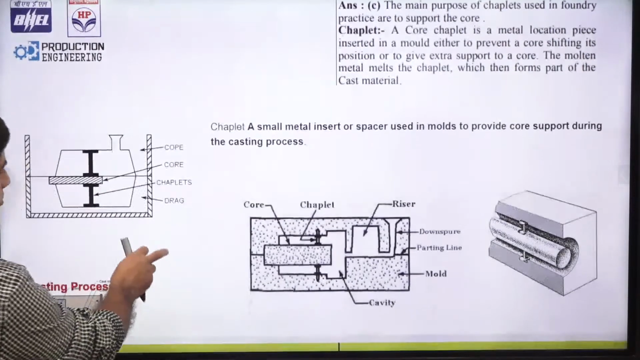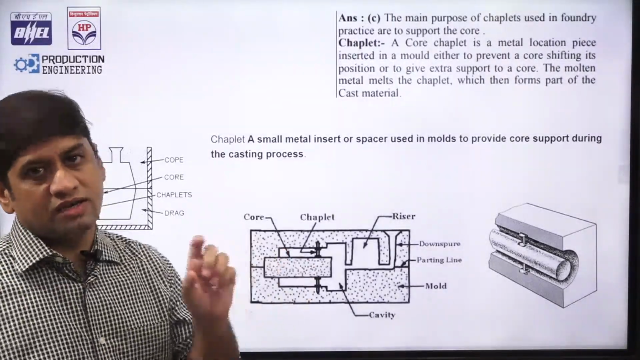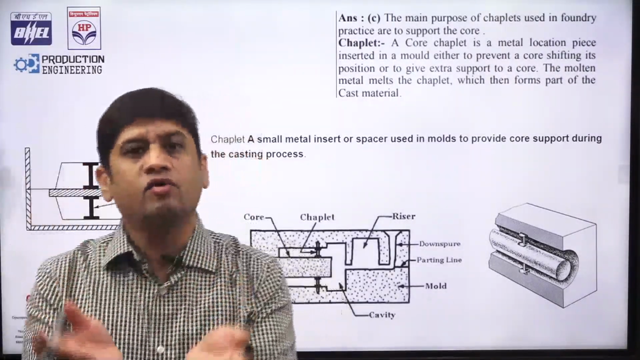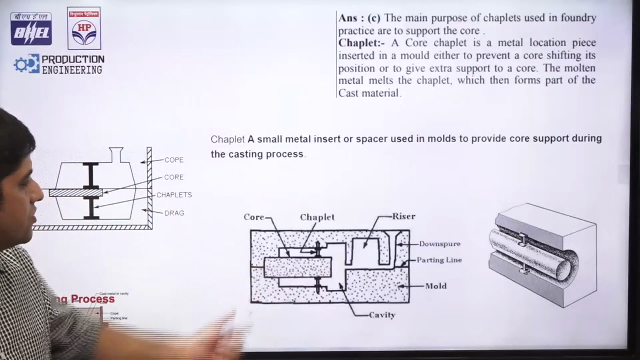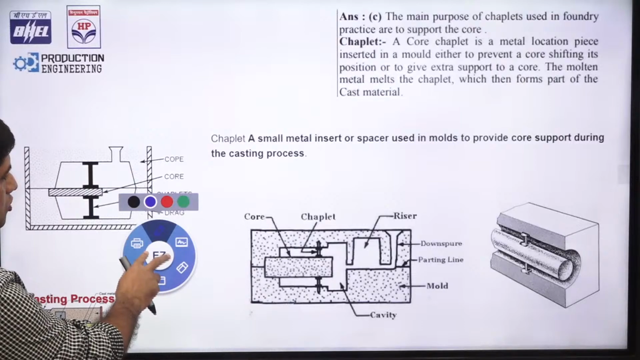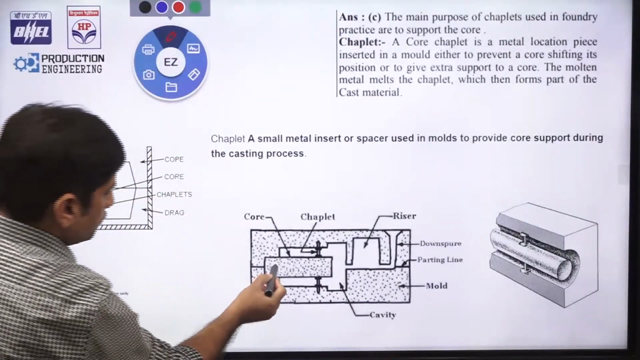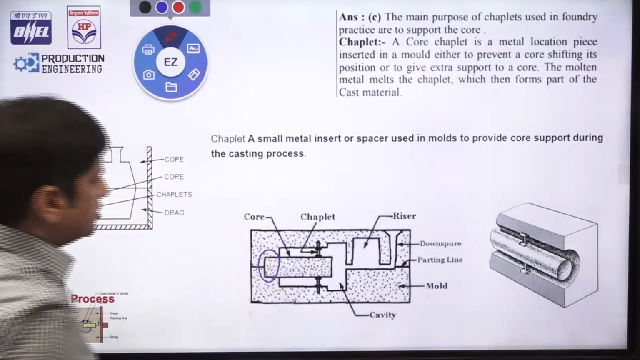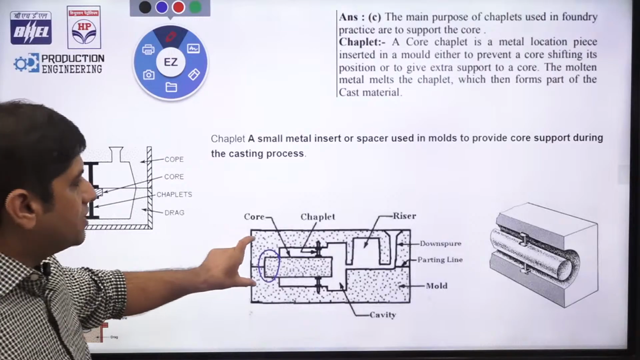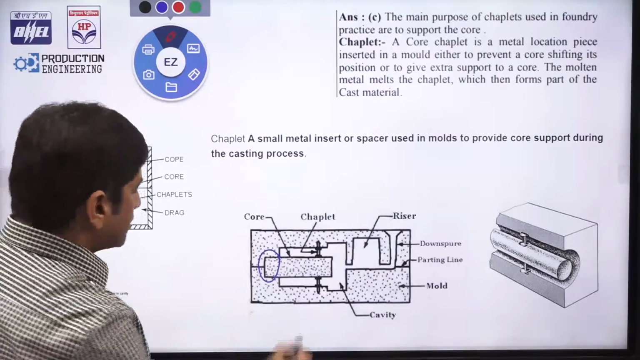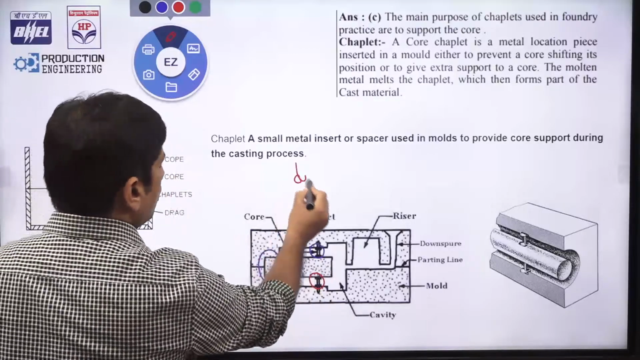You see this diagram carefully. In this diagram you will find that there is a core. Why is the core created? Core is created to provide some kind of hollow section. So you know the logic of core. Core is given some kind of support which is called core print. You should know a couple of things here. This is the core which you have, and this particular part is called core print. The support which is given to the core in the cope and drag is called core print, and the metallic support is given to the core to prevent the force of buoyancy.